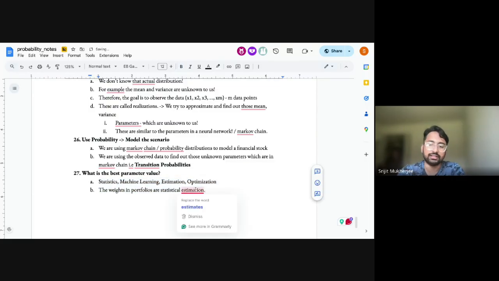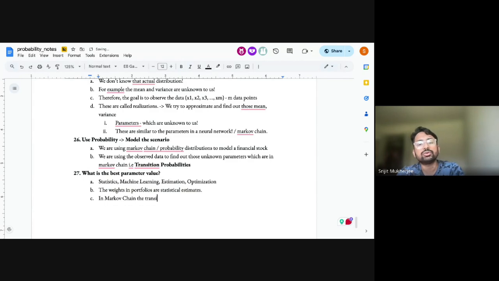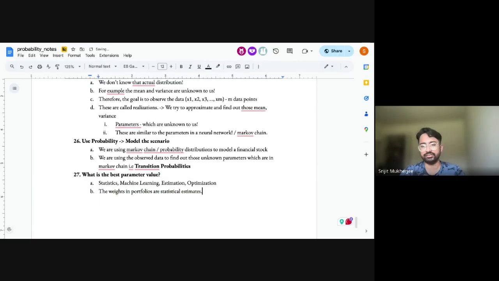Those are find out that method. For example, in Markov chain, the transition probabilities are found by averaging that specific scenario by total. Anyways, let's not talk about that because we have to understand it.